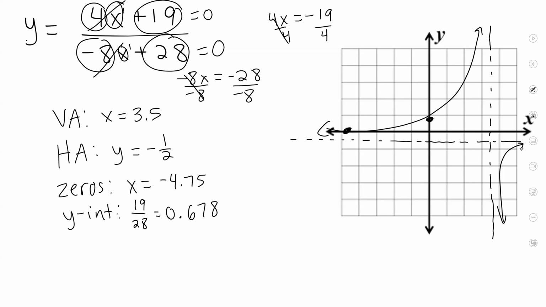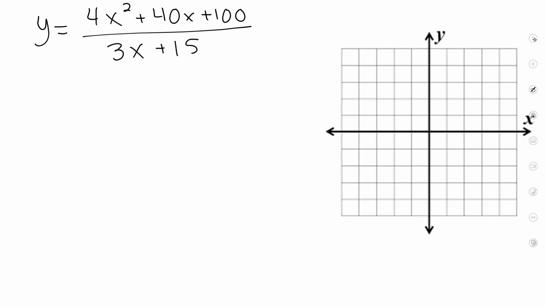Okay, here's another one. You're going to have to factor first. So I'm going to factor the numerator. This can be... I need two numbers that multiply to 400 and add up to 4. What would that be? Oh, first, let me go ahead and just pull out a 4. Let's do that first. Divide everything by 4, we'll get x squared plus 10x plus 25.